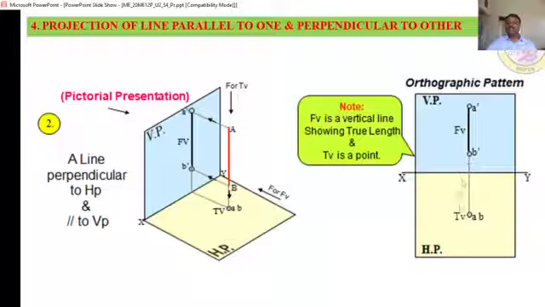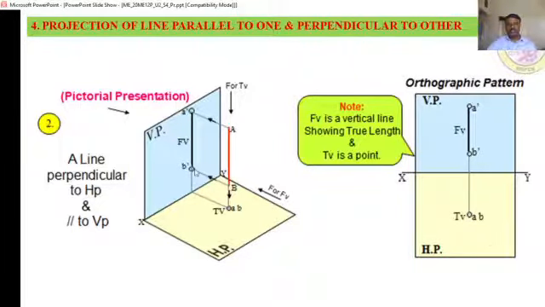And in front of VP, the line is how much in front of VP, that distance you have to mark, and show a point here. So while seeing the top view, you have to look from this end. So A dash is visible. So in top view, small a is visible, B dash is invisible or behind A. So show it in brackets.